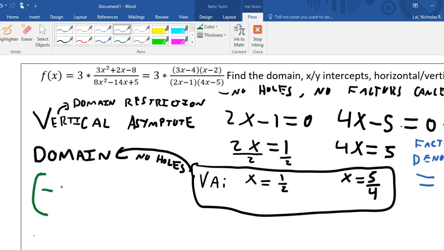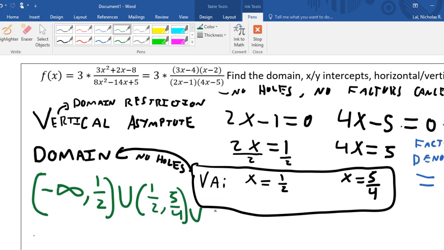It goes from negative infinity, so any value less than 1/2, all the way up to 1/2. What do we include though? What's next? A union. Then what's next? Now we've gone from all values less than 1/2 to 1/2, but we also have values in between 1/2 and 5/4. So 1/2 to 5/4, all in parentheses, union 5/4 to infinity. There we go.